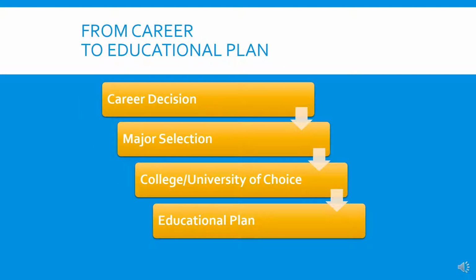Once you've made that career decision and you know the educational requirements in terms of the degree that's going to be needed for that career, then it's important to begin to look at the major. Once you've decided on a major, you can select the college or university of your choice if transfer is going to be a requirement for the career that you plan to pursue. And when you have these pieces together, it makes it easier to develop an educational plan.